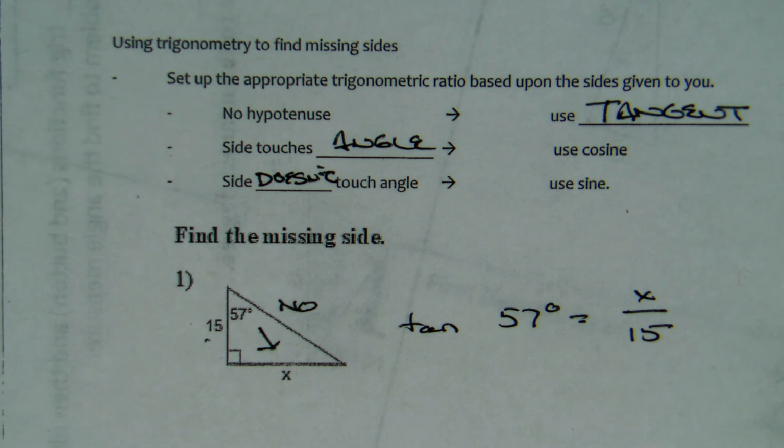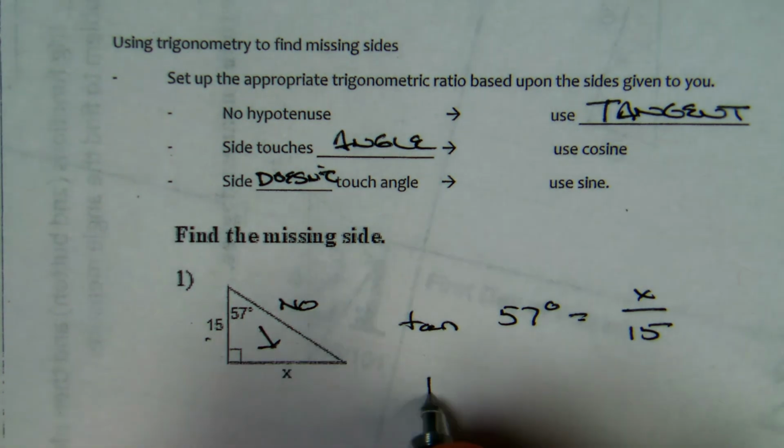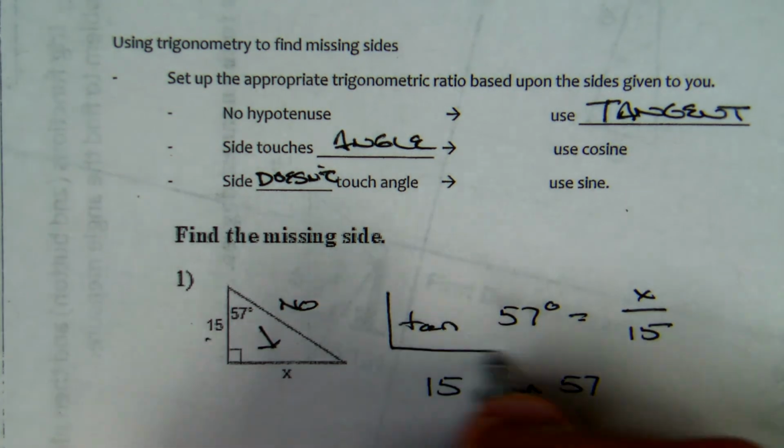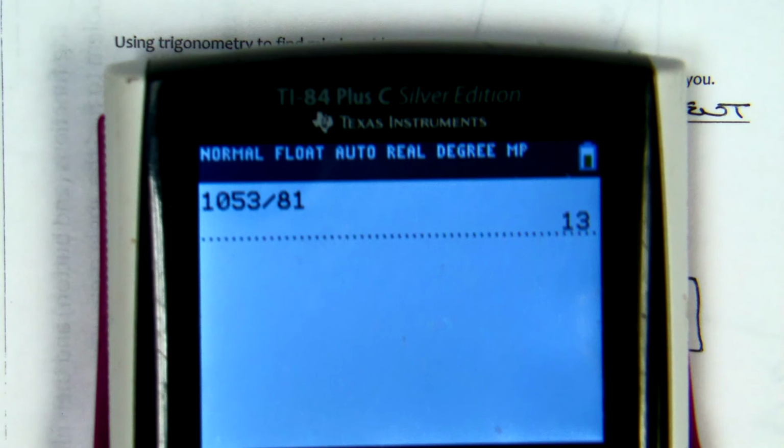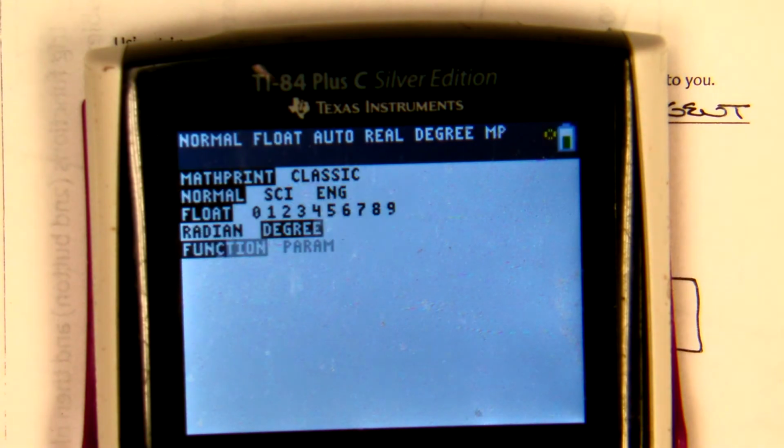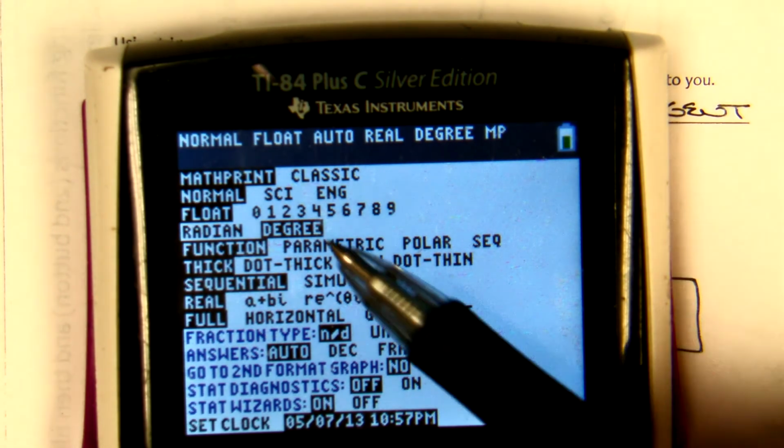All right, how do I get rid of a division by 15? I multiply. I end up with 15 tangent 57. This, ladies and gentlemen, is the only work I need to see in tonight's homework, the setup from the ratio. Now, when you're using a calculator, make sure your mode is in degrees.